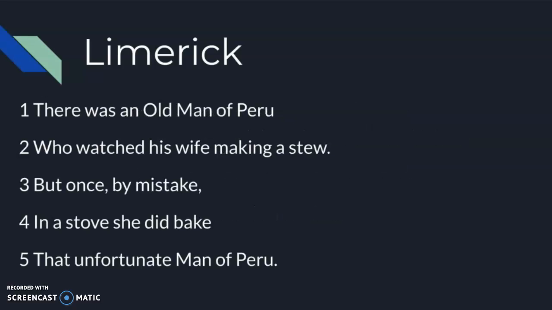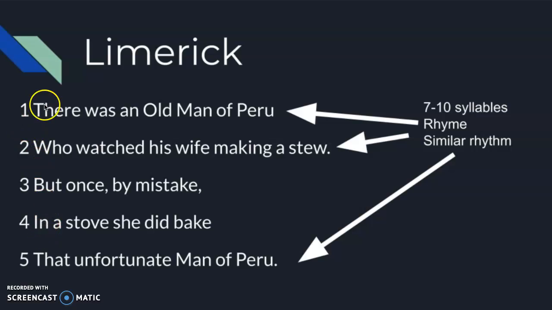For example, there was an old man of Peru who watched his wife making a stew. But once by mistake in a stove she did bake that unfortunate man of Peru. So, I've numbered the lines. You'll see that lines 1, 2, and 5 have 7 to 10 syllables and they rhyme. Peru, stew, Peru, okay? They have a similar rhythm that you can see that they're actually physically longer.